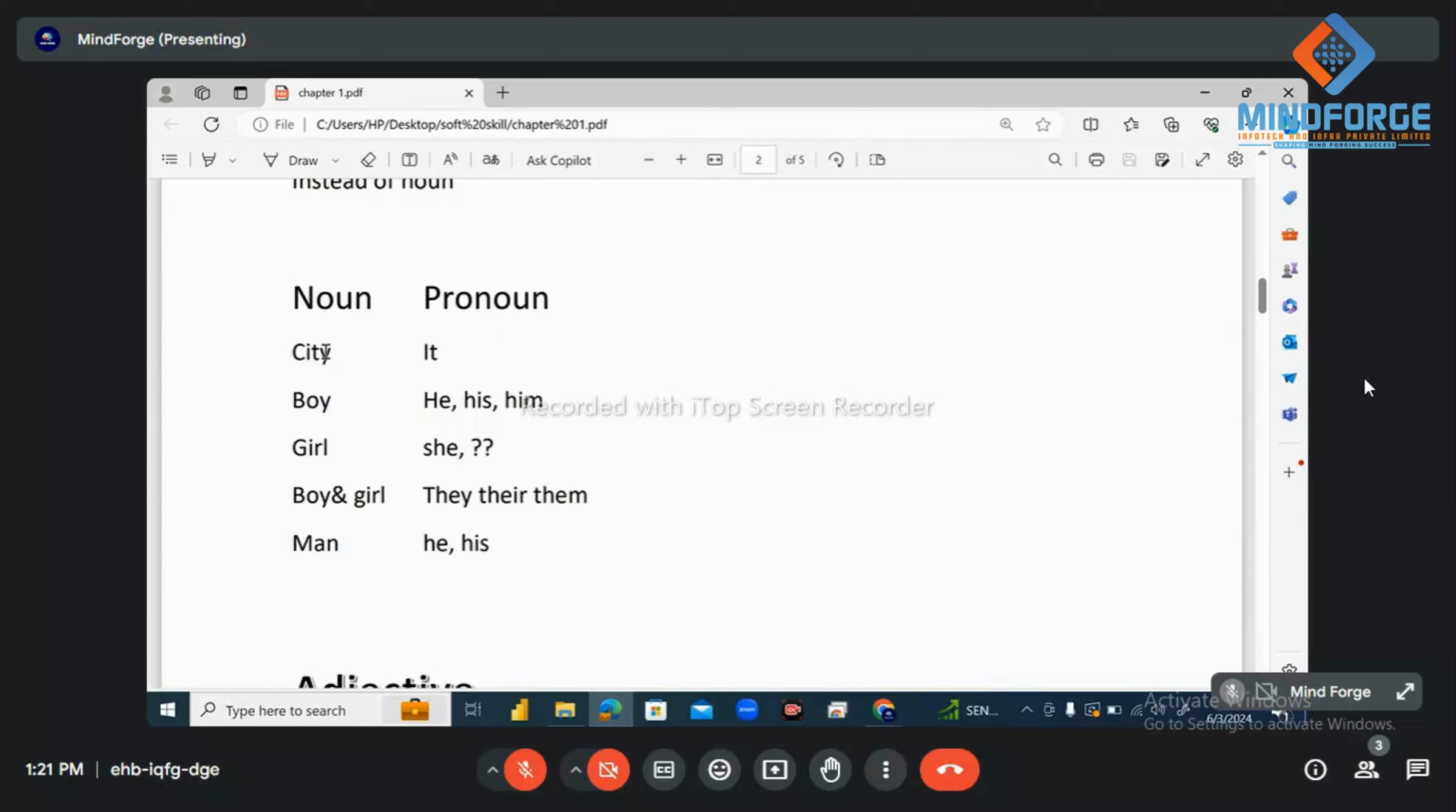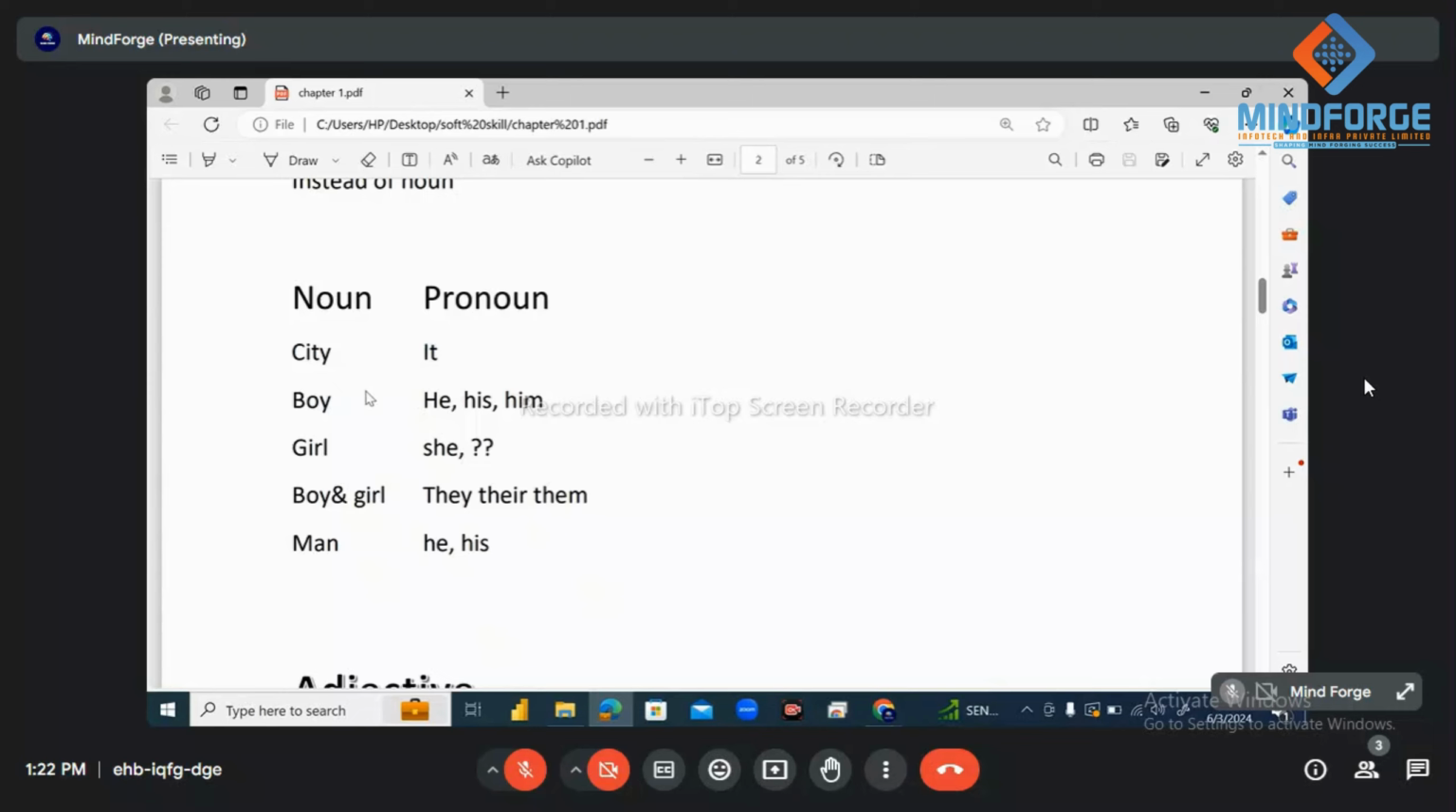For example, I am working in Pune, right? I am working in Pune city, right? So now you can see here I have used the noun, and if I want to use the pronoun for the same, then I can say I am working here. It is in Pune, okay? Like this, for the noun, you are using the pronoun, right? The pronoun is it, okay?